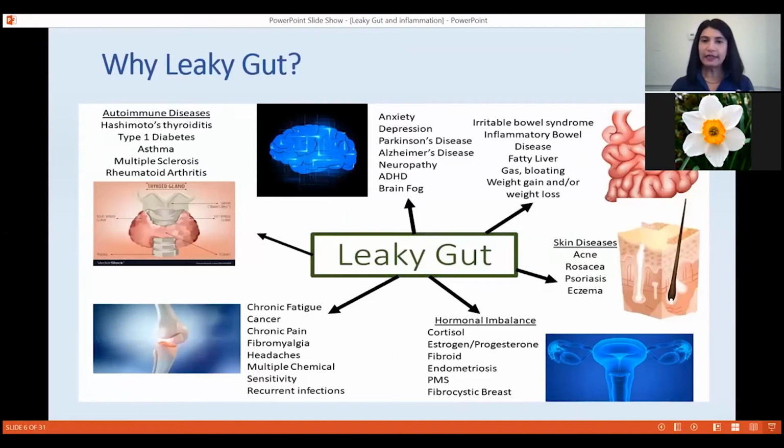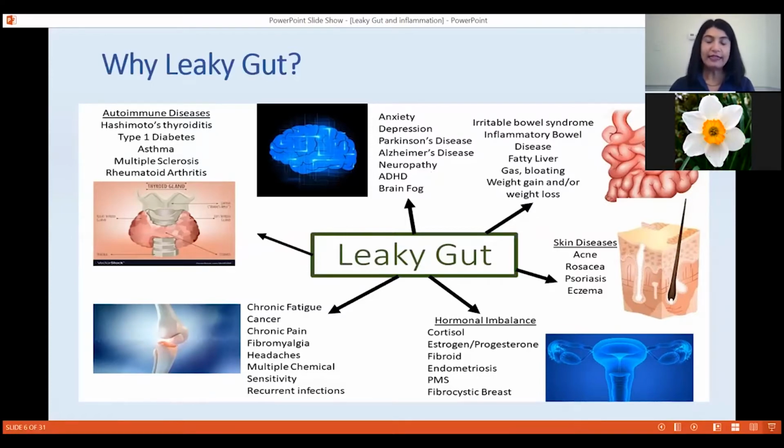But leaky gut is a root cause of a lot of chronic diseases, and leaky gut can manifest itself in many ways. Clearly, when somebody has leaky gut, we know that they may have gut issues, whether it be irritable bowel syndrome or inflammatory bowel disease. But that is not all, because leaky gut can also cause fatty liver. Leaky gut can also cause obesity. Leaky gut also manifests itself as brain-related or neurological issues, and mood issues like anxiety, depression, Parkinson's disease, Alzheimer's disease, ADHD, and so on and so forth.